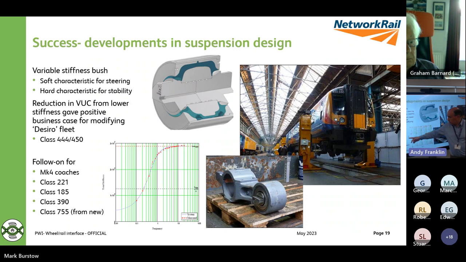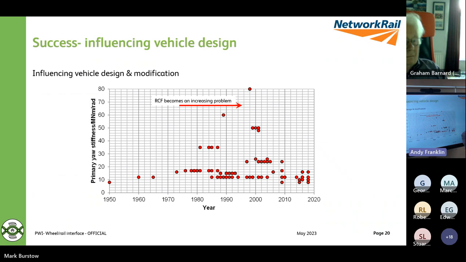So the Mark IV coaches, okay, there aren't many of them left now, but they were running around for nearly 10 years on the East Coast mainline. Quite a few on Wales then. Yeah, 221s, 185s, all the Pendolinos have been fitted. And then the Flirt DMUs on Anglia, they're all fitted with them from new. So they're actually designed with them in. So again, there's some things that we've been able to do which are quite good.